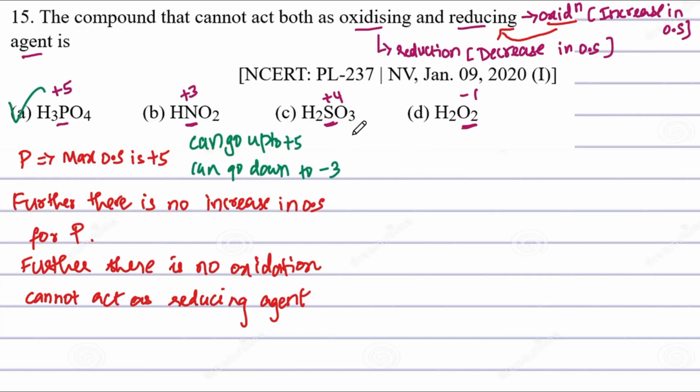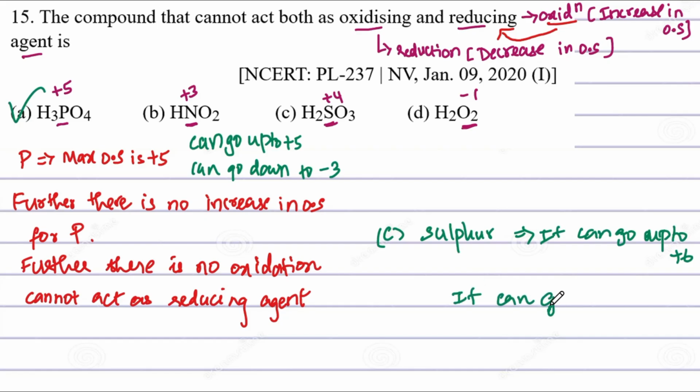Then next to sulfur in option C. So for sulfur the oxidation state is +4. So it can go up to +6. So it can increase its oxidation state and it can undergo oxidation, or it can go down to -2. So sulfur can also decrease its oxidation state to -2. So it undergoes both oxidation and reduction. So it acts as both oxidizing and reducing agent.